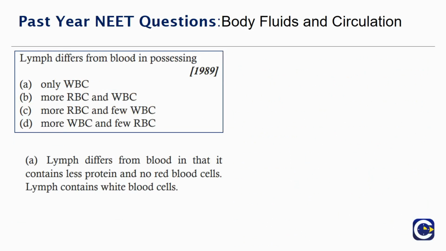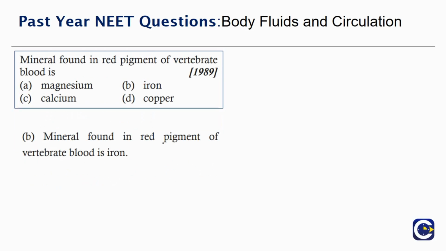Lymph differs from blood in possessing, and this has been asked numerous times: option A, only WBC; option B, more RBC and WBC; option C, more RBC and few WBC; option D, more WBC and few RBC. We know lymph does not contain any RBC, so it contains only WBC. Lymph differs from blood in that it contains less protein and no red blood cells. Lymph contains white blood cells. So the option is A, only WBC.